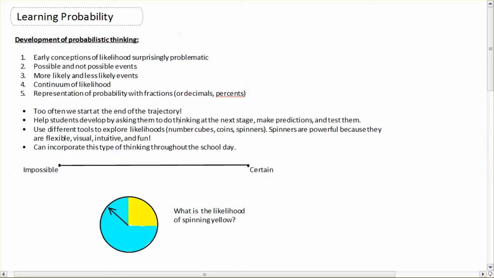We can help students move along the continuum, develop these ideas along the trajectory, by pushing them to think at the next stage, make predictions, and test them. So let's say your students have a good sense of whether events are possible or not possible. You would want to start asking questions about are events more likely or less likely. Ask them to make predictions about the likelihood of things happening, and then check them out and see whether they happen or not. And pushing them to move into the next level is a good way to help them move along in their development.